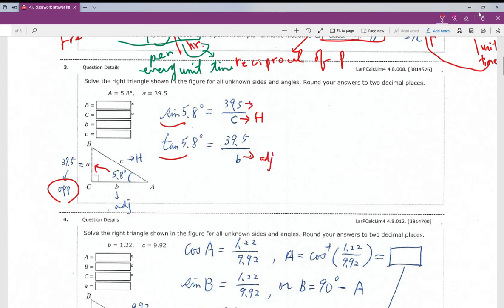So opposite over hypotenuse is sine function, and the opposite over adjacent is tangent function. So equation 1, you solve for C. Equation 2, you solve for B. And that's your job to finish the question.